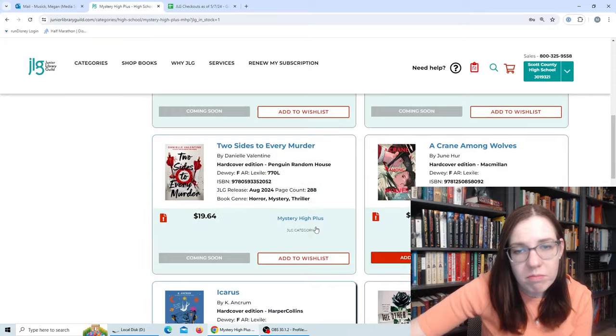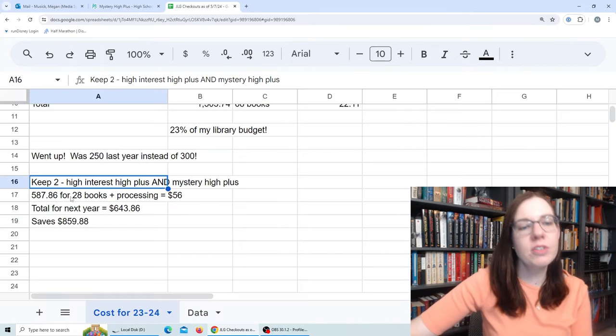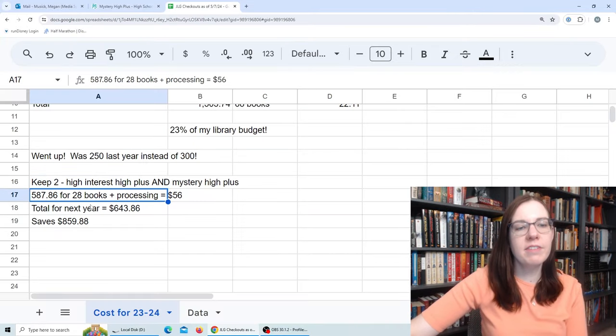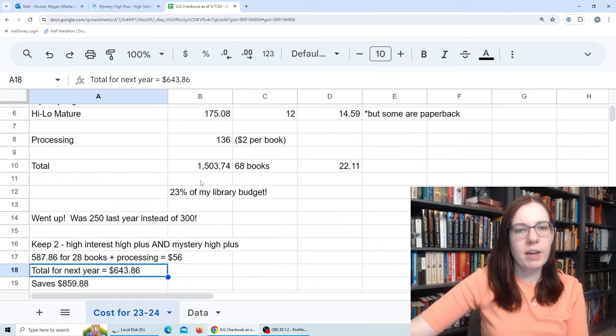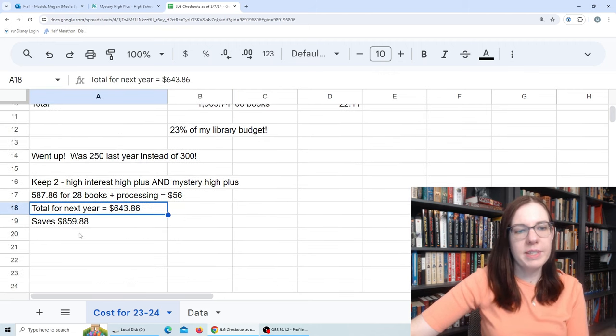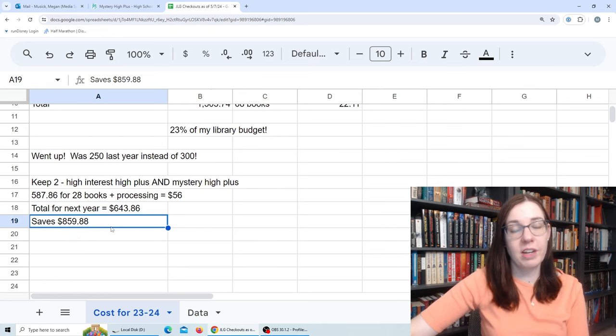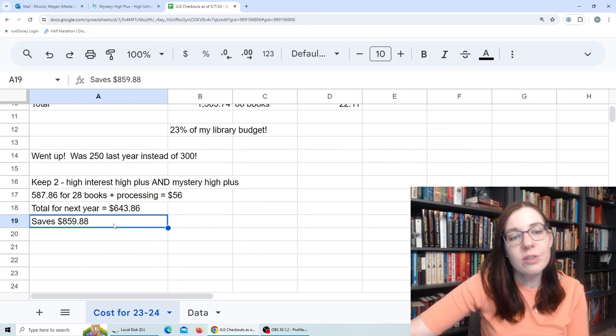So, okay, which means next year, if I kept those two categories, I'd be paying $587 for 28 books plus processing. The processing's $56. So the total will be $643, and right now I pay $1,500, so I would be saving $859. Which, oh my gosh, if I save $859, look at how many more books I can buy on Amazon and just do the processing myself.